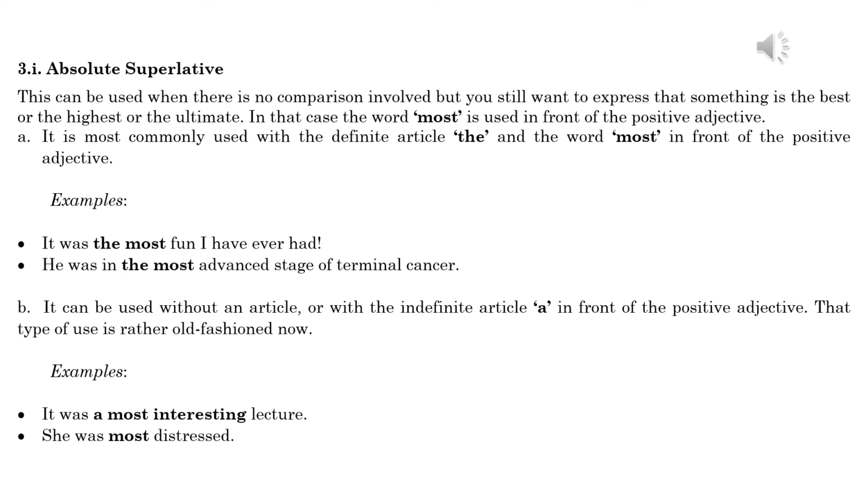3.1. Absolute superlative. This can be used when there is no comparison involved, but you still want to express that something is the best or the highest or the ultimate. In that case, the word most is used in front of the positive adjective. A. It is most commonly used with the definite article the and the word most in front of the positive adjective. Examples: it was the most fun I have ever had. He was in the most advanced stage of terminal cancer.